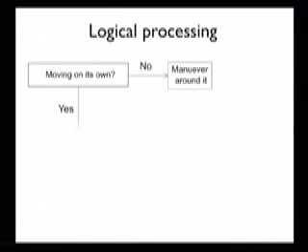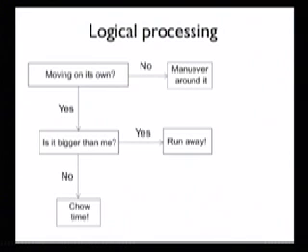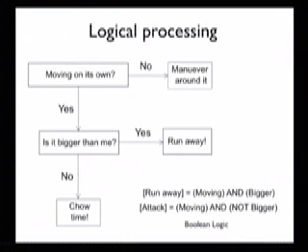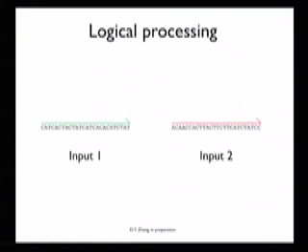So the decision, for example, to run away is the logical AND of something that's moving autonomously and something that's bigger than you. And the decision to attack is something that's moving and something that's not bigger than you. So this is, again, known as Boolean logic. It's very well studied in electrical engineering, as you all know. And we want to implement it with DNA. So how do we do this? So first, we take 2 strands of DNA.